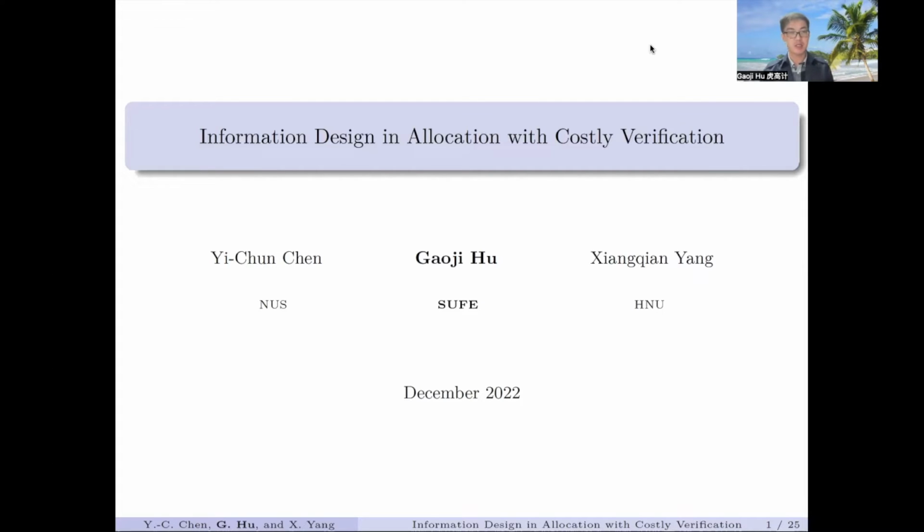Today, I'm going to talk about information design in allocation with costly verification. This is joint work with Yi Chunchen from National University of Singapore and Xiang Chenyang from Hunan University. I myself am from Shanghai University of Finance and Economics. As you can see from the title, this paper is a combination of two topics, information design and allocation with costly verification. Okay, I will explain the terms one by one.